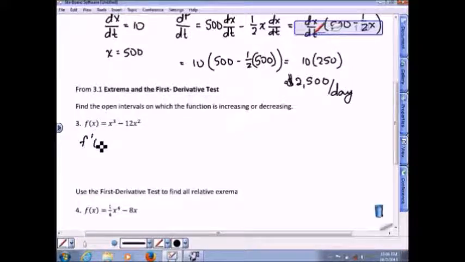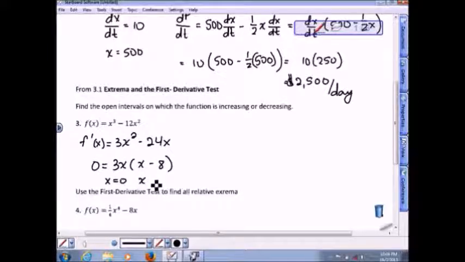So we take the first derivative, which is equal to 3x squared minus 24x. Okay, now we need to set the first derivative equal to 0 to find critical values. So 0 is equal to 3x times (x minus 8), which means the critical values are x equals 0 and x equals 8.